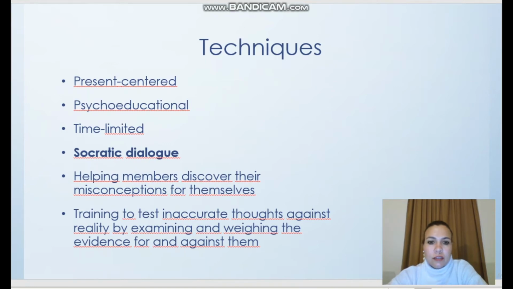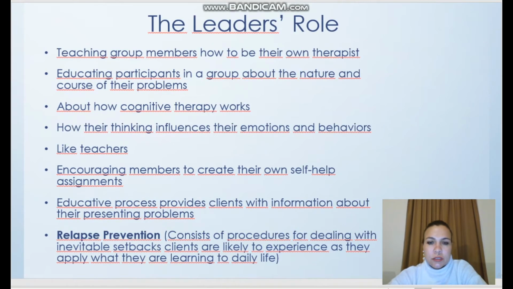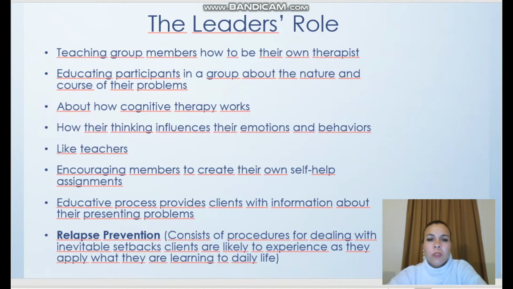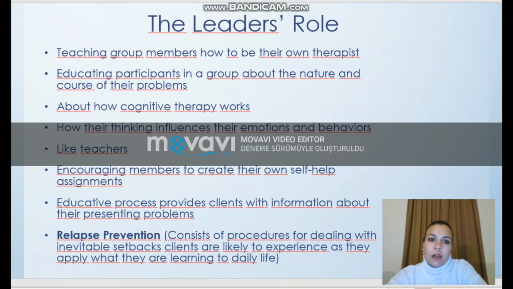Okay, nothing new here. Okay, briefly let's go with the role of the leader. Actually we had mentioned a little bit, but okay, they want to teach group members how to be their own therapists. Sometimes they may be like teachers, they may be active and directive as they are in behavior therapy. They encourage members to create their own self-help assignments.